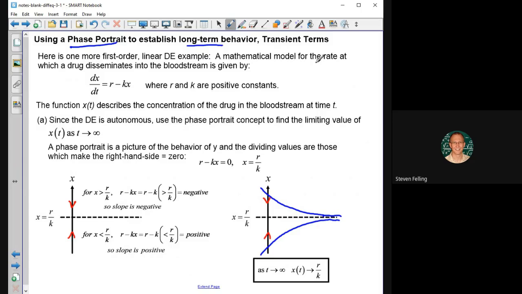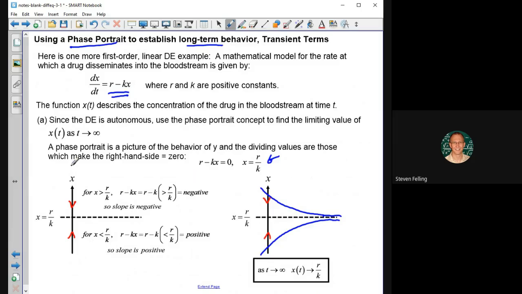Here's another example, a mathematical model for the rate at which a drug disseminates into the bloodstream. That could be shown to be given by dx/dt equals r minus kx, where r and k are both constants and x is a function that describes the concentration of drug in the bloodstream at time t. Since this is an autonomous equation, where the right-hand side only contains the dependent variable x, and r and k are constants, that means we can draw a phase portrait. We solve for where this right-hand side is 0, which occurs when x is r over k.